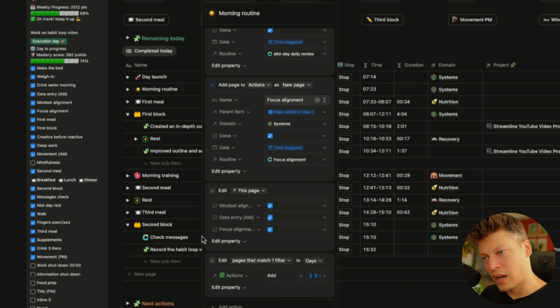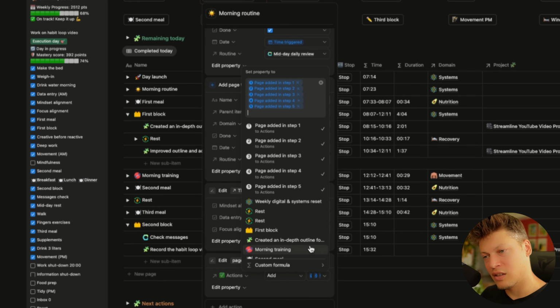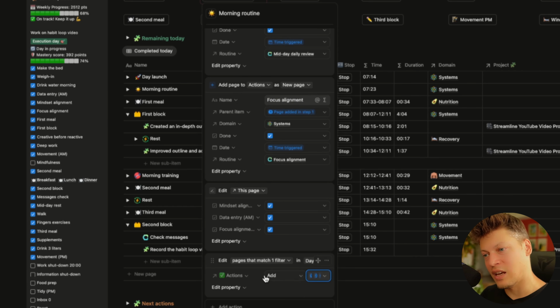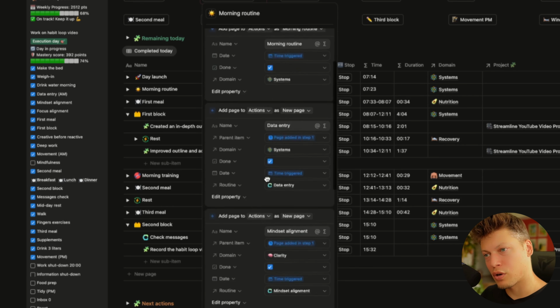And then we also tick a few checkboxes. We have our data entry and focus alignment. Those checkboxes are checked by the button itself. And here you can see that we're also attaching these actions to the day. We find the day where the start date is today in the days database. And then we add a bunch of actions that were created in these steps to that day. This is the entire structure of the button.